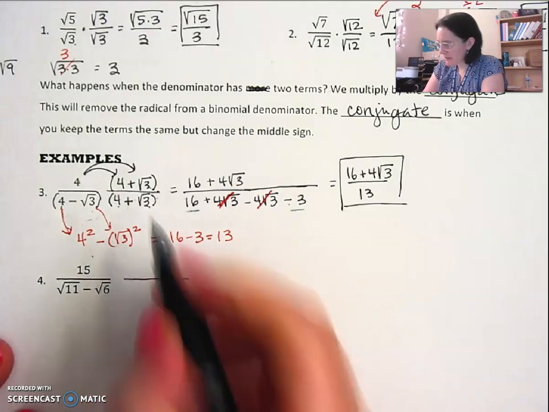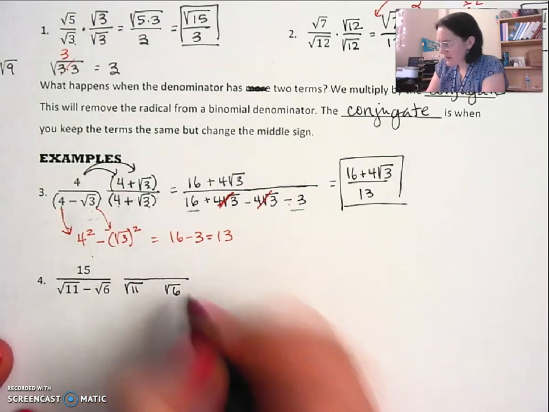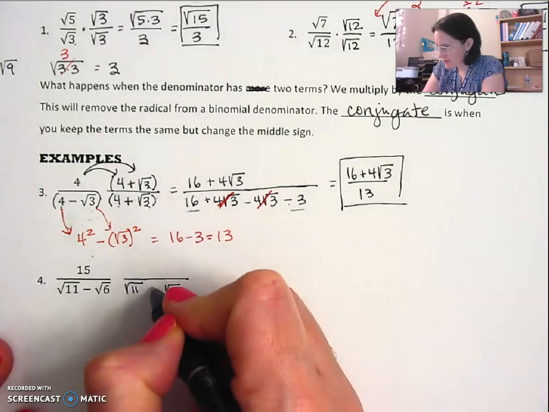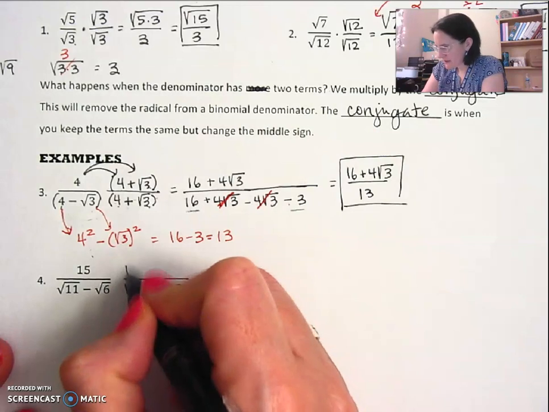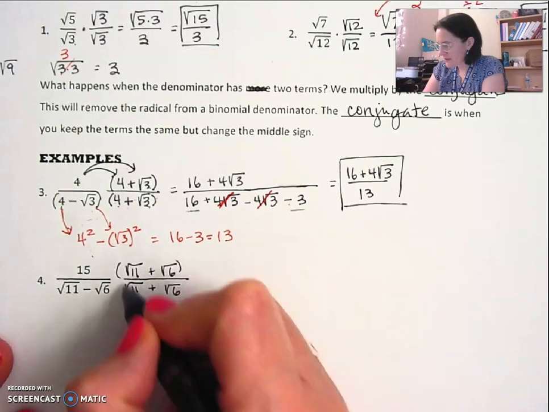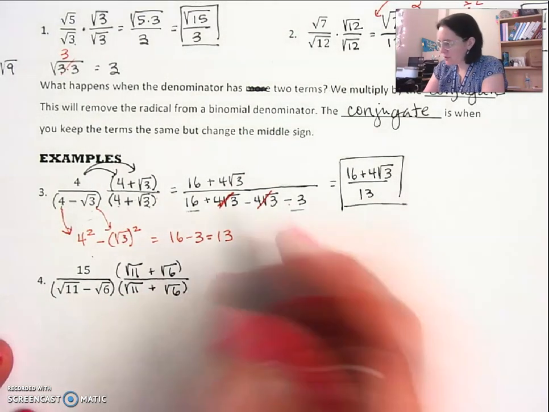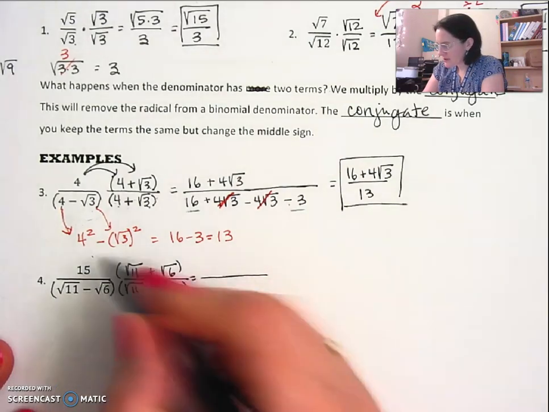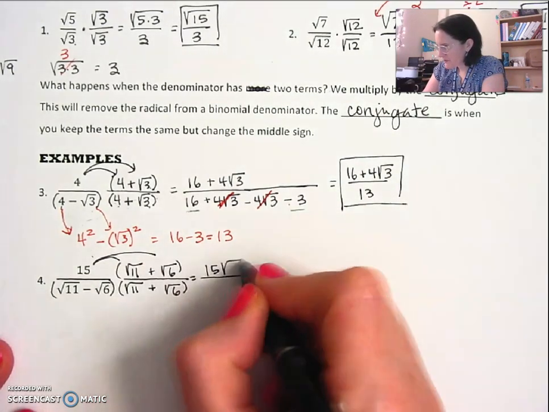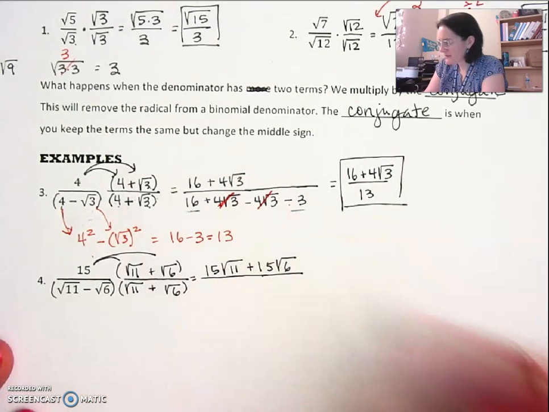So on this one, to set up my conjugate, I keep the terms the same, radical 11, radical 6, and I change from a subtraction problem to an addition problem. And whatever you do to the bottom, you also have to do to the top. So in the numerator, I distribute the 15. So that gives me 15 radical 11 plus 15 radical 6.